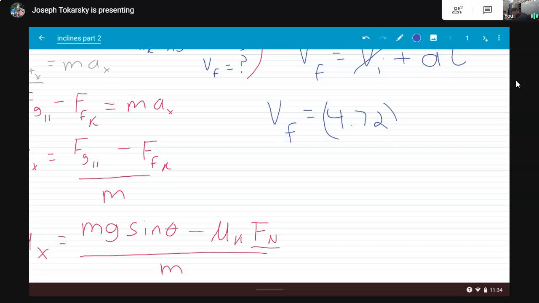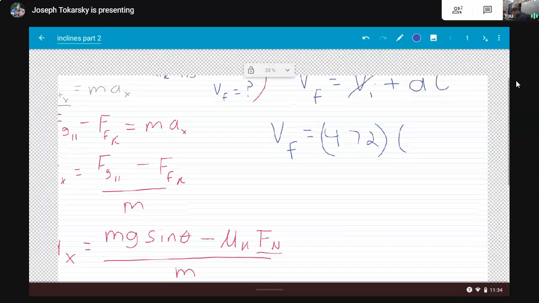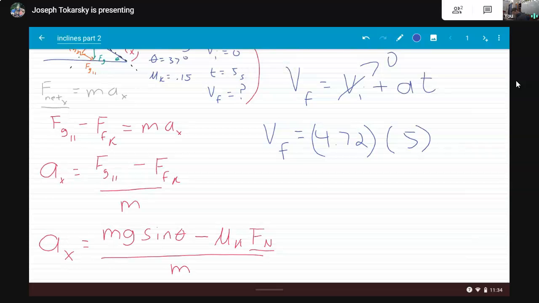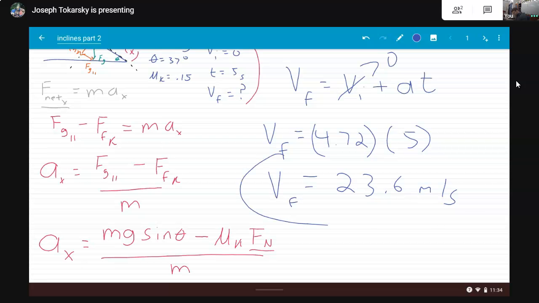4.72 multiplied by 5 seconds that we accelerated at that rate down the incline. And I get about 23.6 meters per second that this skier must be traveling at.